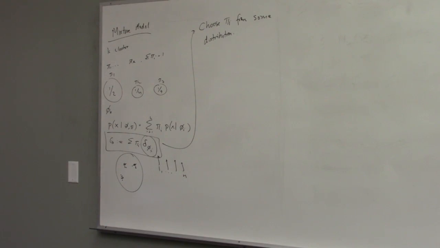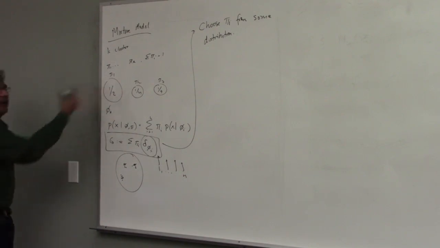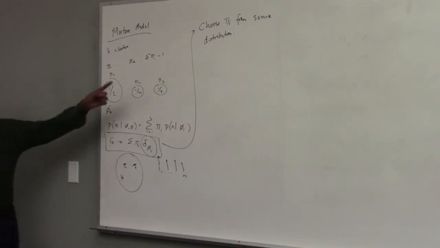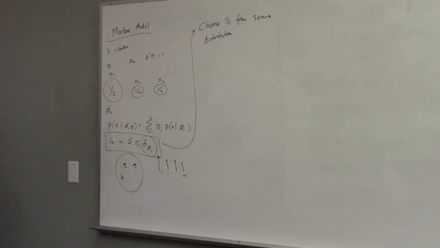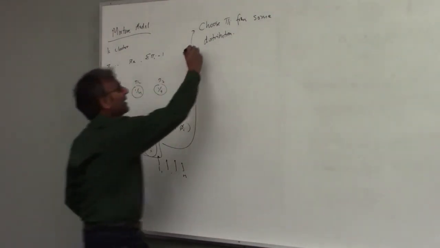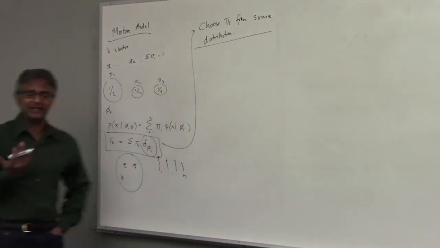Sorry. Is pi i a weight? Yes, pi i is intended to be the weight of a cluster. But now I'm saying even those weights can be chosen randomly from some distribution. Right? And that's the key. How do we choose pi i from a distribution? What does that even mean?